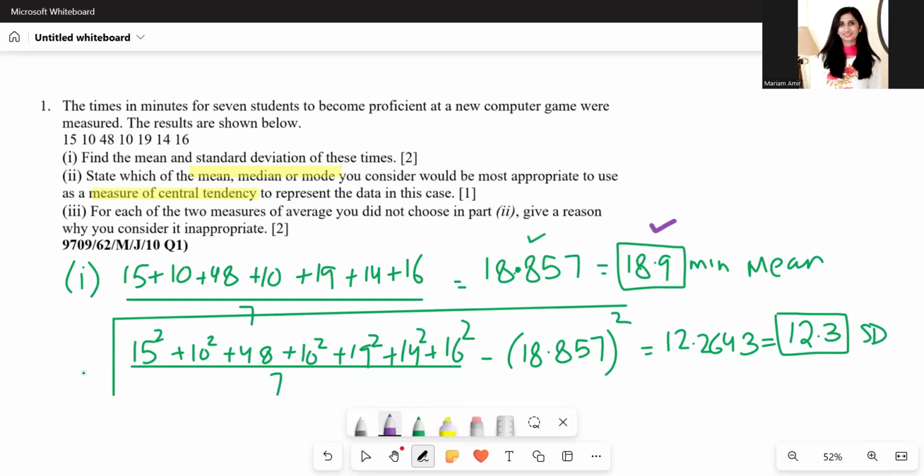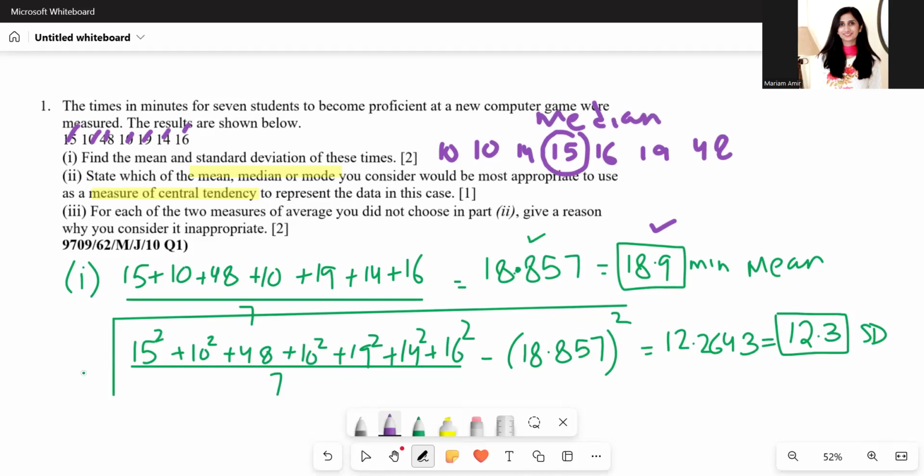Now, let's quickly discuss what the median is. For the median, you first arrange the data in ascending order and then point out the central value. Let me just quickly do that for you. Although in this question they are not asking you to find the median, I just want to give a quick recap. The ascending order data would be 10, 10, then 14, then 15, then 16, then 19, and 48. Now, what is going to be the central value? This. So this would be the median. So is the median the most suitable average?